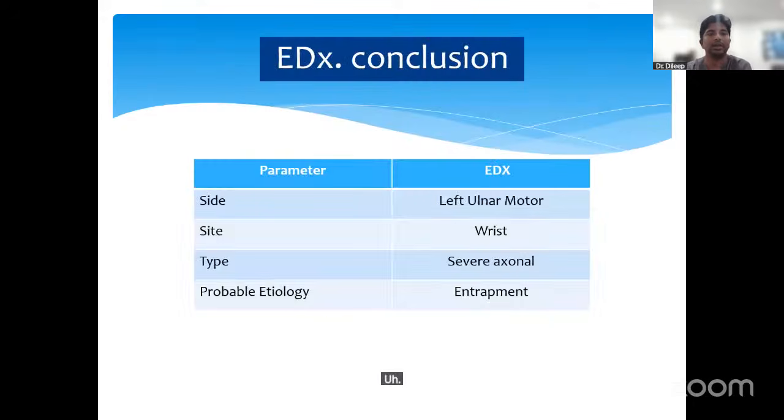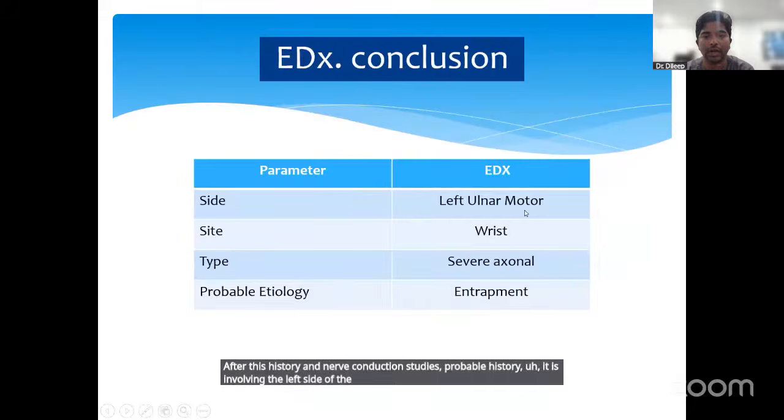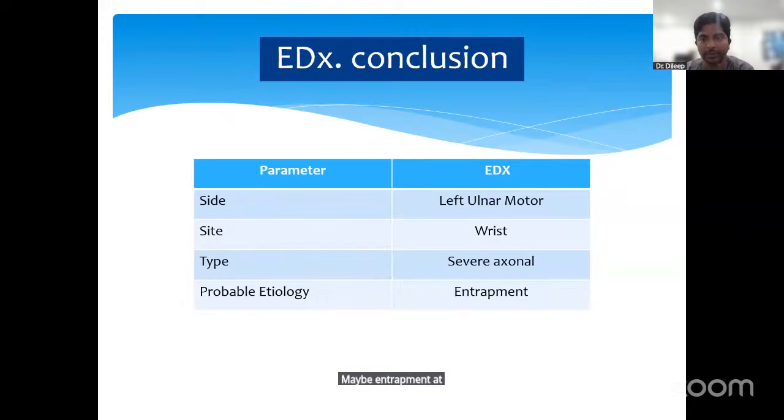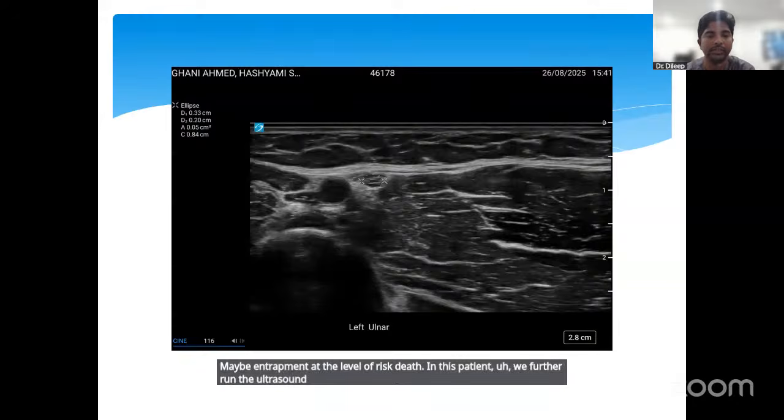After the history and nerve conduction studies, the probable diagnosis is involvement of the left ulnar nerve, motor predominant, at the level of wrist or distal to the wrist. The type is severe axonal based on the NCS, and the probable etiology may be entrapment at the level of wrist. In this patient, we further did the ultrasound of the nerves.